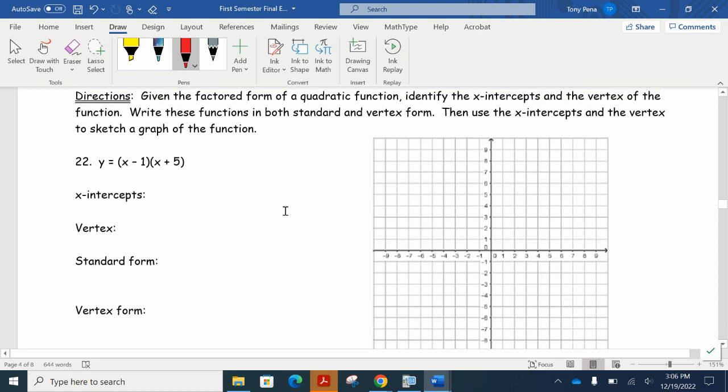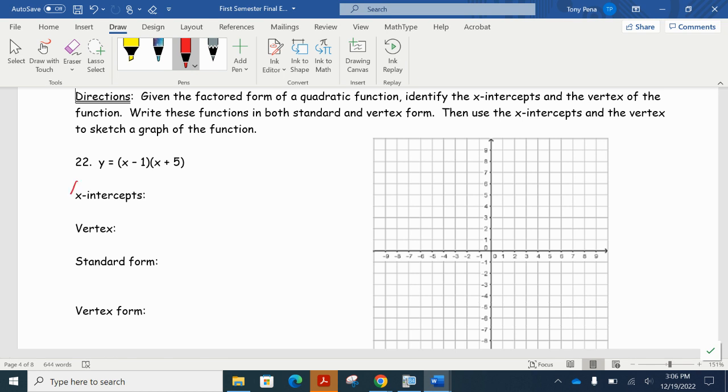Okay, 22. You're given the factored form. We want you to identify the vertex, x-intercepts, and then put it into the two different forms. So this is what we just did. X-intercepts are the same as your zeros. So what we would have done, we would have taken this, set it equal to a 0, and this is what I would have asked. When does this equal 0? That would have been 1. And then what number makes this factor equal to a 0? That would have been -5. So we can plot that point, 1, and then the x-coordinate of -5. So those are our x-intercepts.